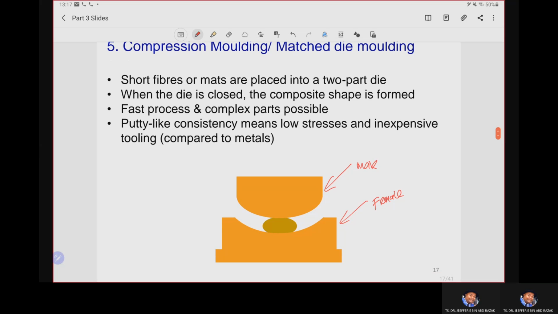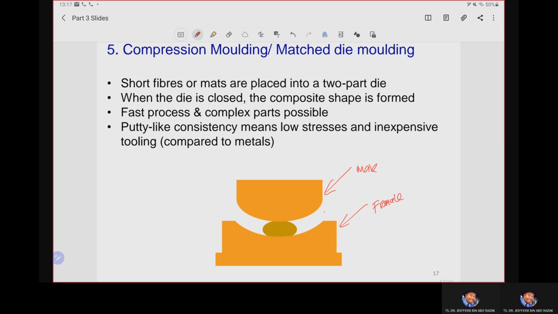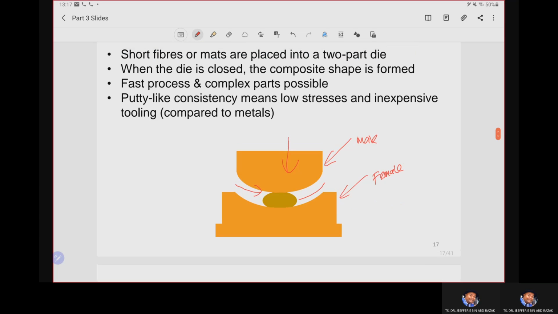For this method, the short fiber or mat is placed into the two parts of the die, then we close the die, and the composite shape is formed. This process can be performed very fast and is able to produce even complex or intricate shapes, depending on the match die mold design. By using this kind of setup, we require very inexpensive tooling due to low stress in processing. This is like putty, a soft polymer material, in comparison to metal processing.